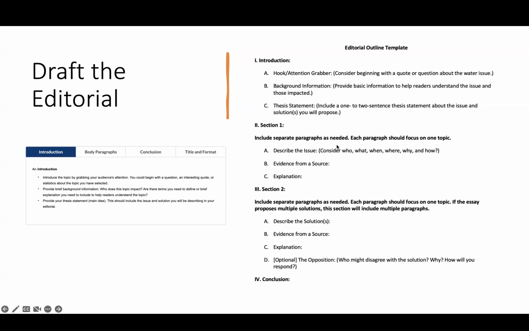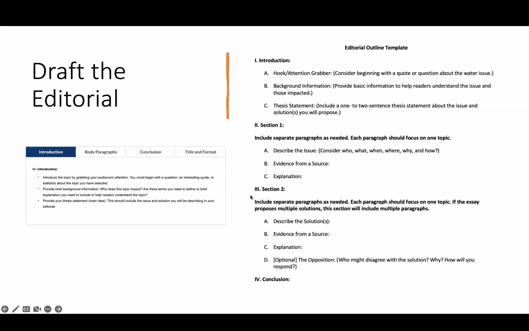You'll see that there's some explanation here that you should separate paragraphs as needed. And so if your issue is complex, you might develop several paragraphs to describe it. So for example, if your issue impacts several communities or it impacts people in several different ways, you might have a few paragraphs here in this section. Or if your issue impacts maybe one group of people in a specific way, it's okay just to have one paragraph. Then we'd move into the second section, which is where we focus on the solution or solutions.